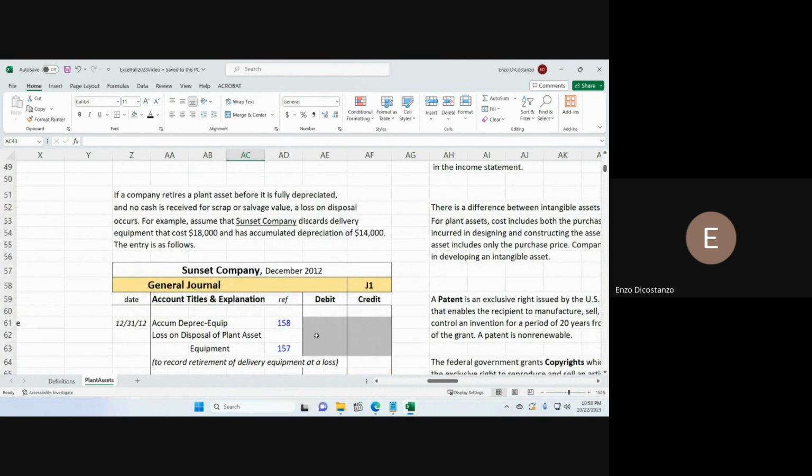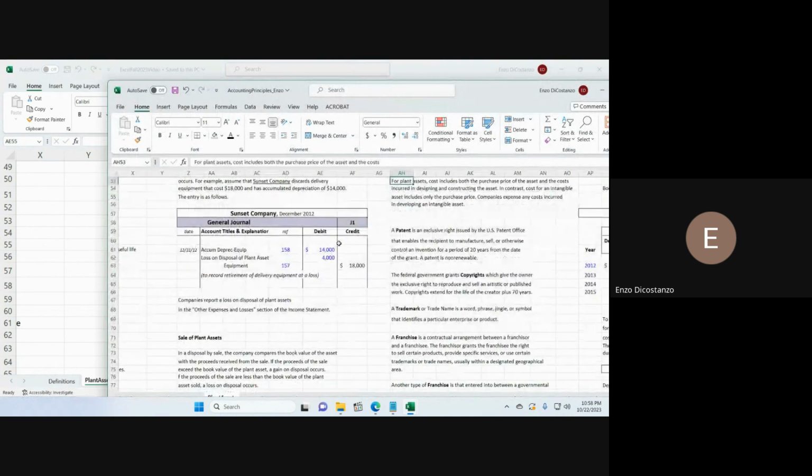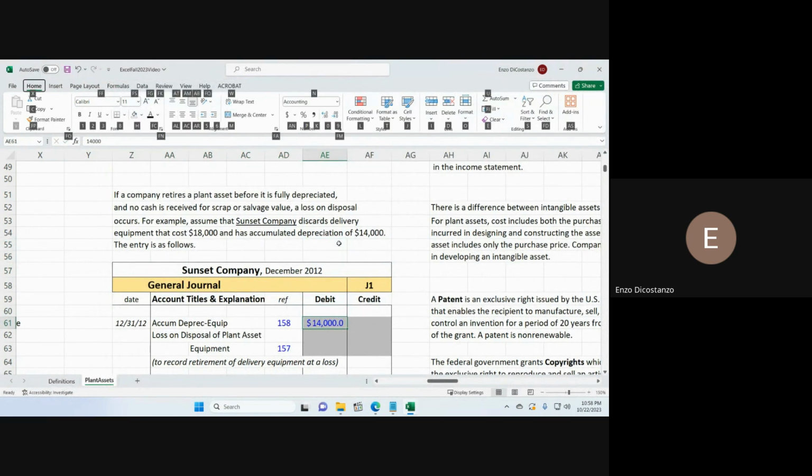Okay. Then it gets a little more complicated. If the company retires equipment before it's fully depreciated, no cash is received for scrap or salvage value, and a loss on disposal occurs. So Sunset Company discards delivery equipment that costs 18,000. It accumulated 14,000 of depreciation. Technically there's 4,000 left, but I suspect that's what the loss is going to be. So what you're doing is writing off the equipment.